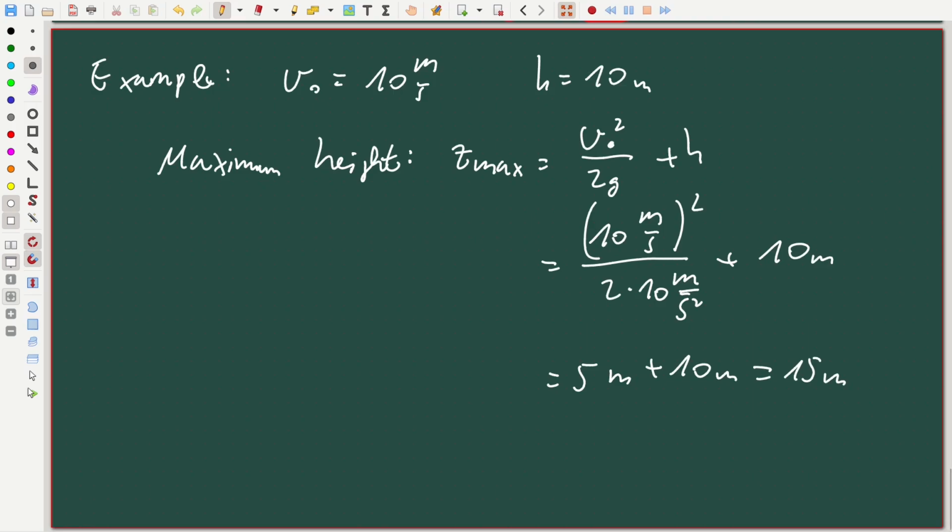Yeah, so the object is already starting at a height h equal to 10 meter, and then it travels more 5 meter upwards, and then later it falls down. And at the position from where it started, it will reach also the same speed again with which it started, but this time into the other direction. This is also the reason why, for example, it's not good to shoot a bullet upwards into the sky, because when it falls down, it has almost the same speed as it had when it left the weapon. So in this case, it's really dangerous.